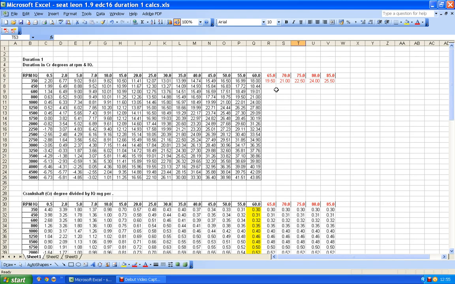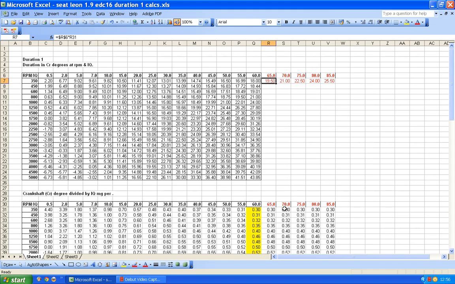Because what I've done up here, if I click on there, you'll see what I've done. I've taken the value that's in R6, so in other words that number there, the IQ 65 injection quantity, and I've multiplied it by the R31, which is the value down here, and it's given me an answer of 19.5. So in other words, whereas on the previous one 60 times 0.3 was 18, 65 times 0.3 is 19.5.